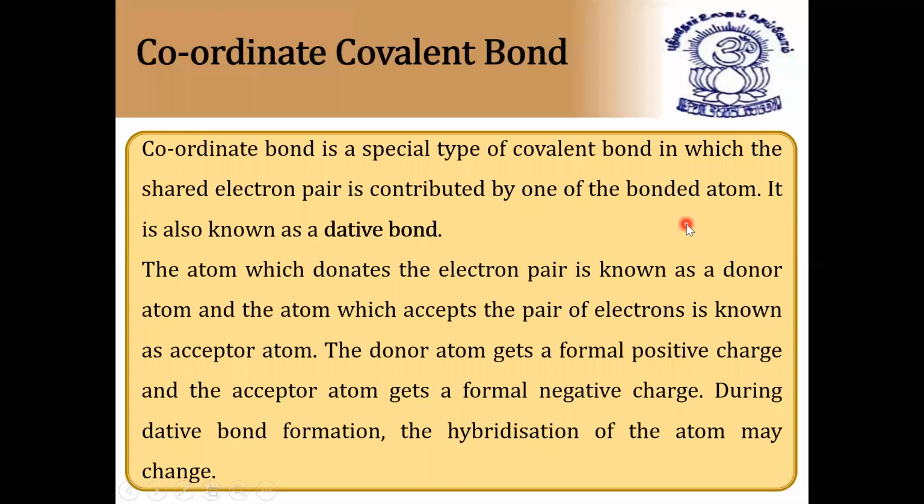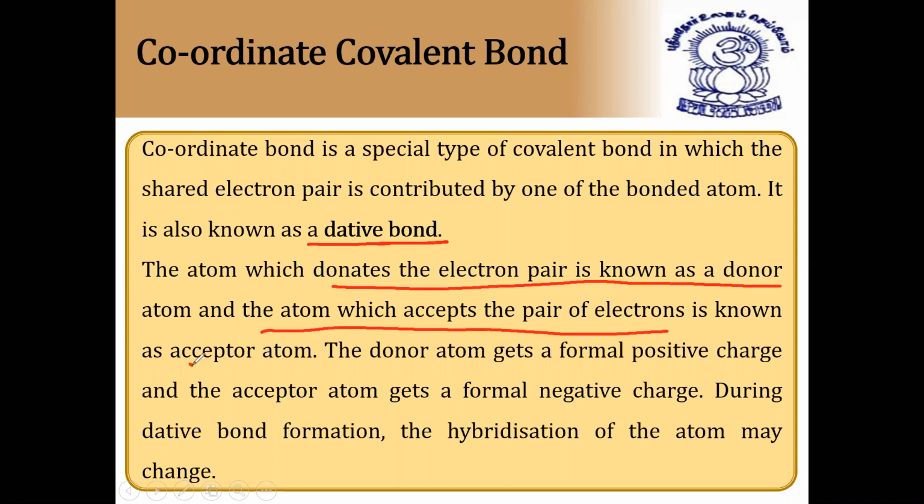Coordinate covalent bond. This is a special type of covalent bond in which the shared electron pair is contributed by one of the bonded atoms only. So we have polar covalent bonds, non-polar covalent bonds, coordinate covalent bond. It is also known as dative bond. The atom which donates the electron pair is known as donor, and the atom which accepts the pair of electrons is known as acceptor atom.